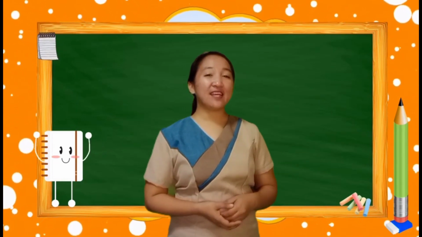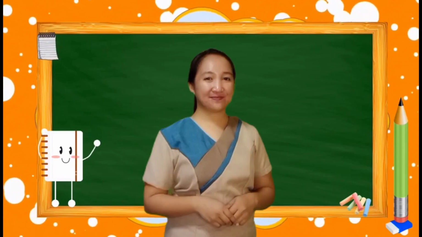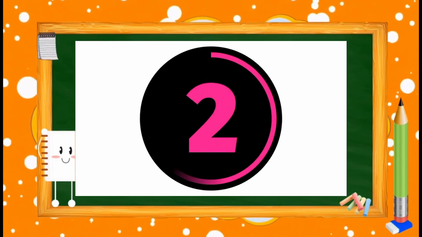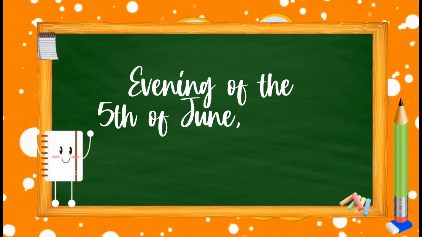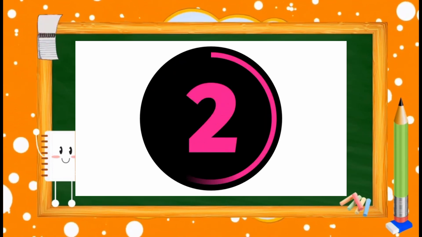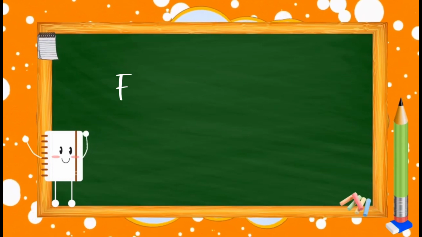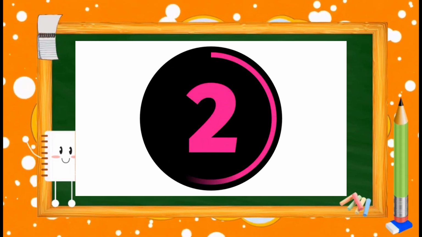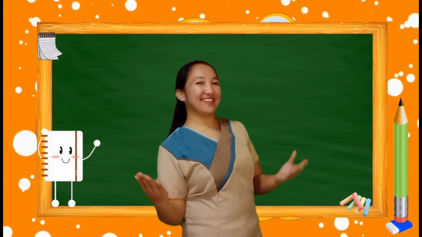All right! Now, can you identify what element of audience profile the following statements belong to? Frontliners. The answer is demography. Evening of the 5th of June 2020 at the gymnasium. This belongs to situation. Filipinos who have lost their jobs amidst COVID-19. This is under psychology. Spectacular!